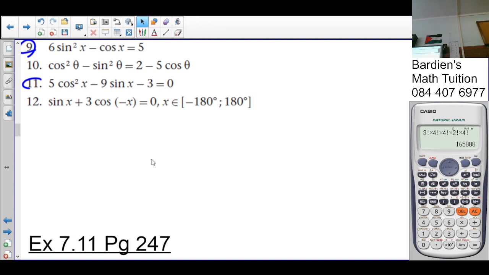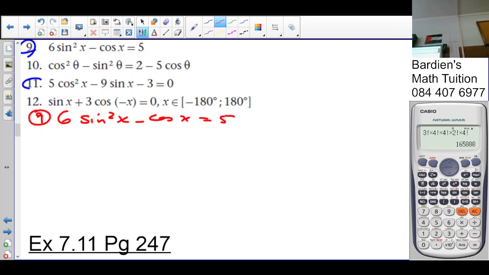Alright, number 9. We have 6 sine squared x minus cos x equals 5. What's going to happen here? We have to change something, because there is cos and sine. So we change the sine to cos. What do we have? 6 into 1 minus cos squared x, minus cos x, equals 5.